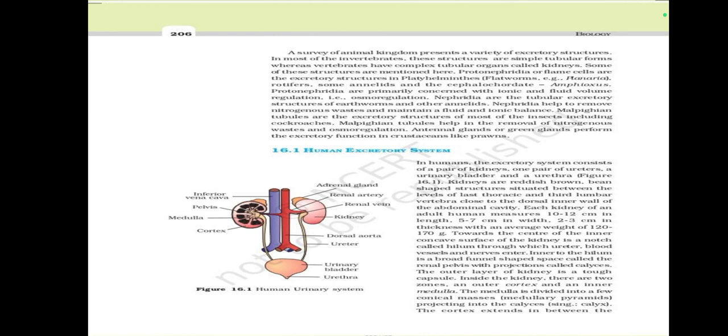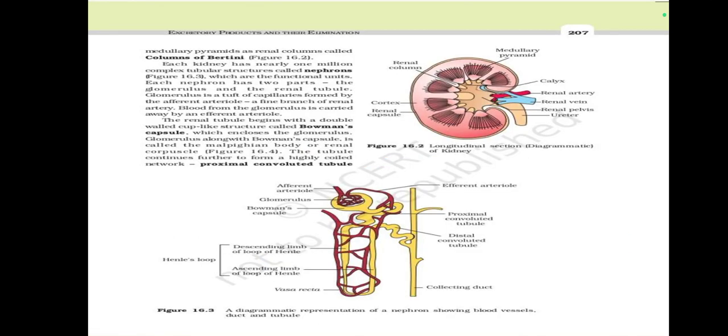The outer layer of the kidney is a tough capsule. Inside the kidney there are two zones, the outer cortex and the inner medulla. The medulla is divided into a few conical masses called medullary pyramids, projecting into the calyx. The cortex extends in between the medullary pyramids as renal columns called columns of Bertini. Figure 16.2.